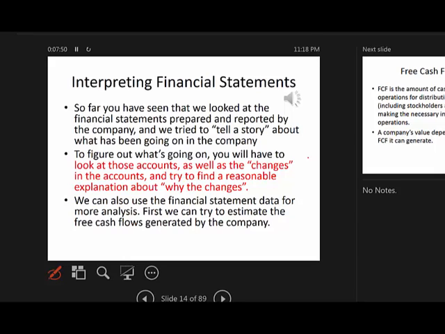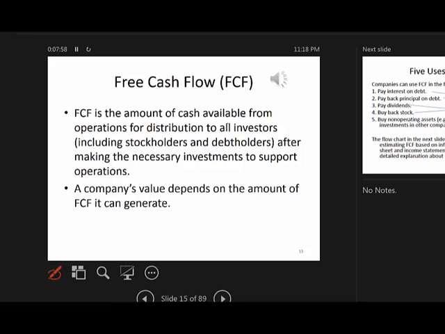First, we try to estimate the free cash flows generated by the company. We say free cash flow is the amount of cash available from operations for distribution to all investors, including the company's stockholders and debt holders, after making the necessary investment to support the company's operations. A company's value depends on the amount of free cash flow it can generate in the future.